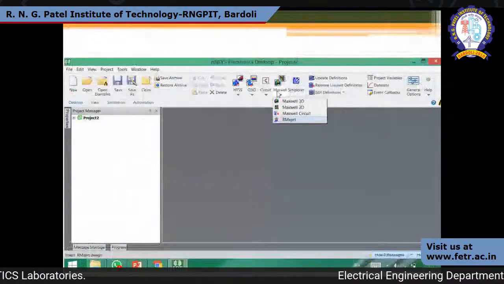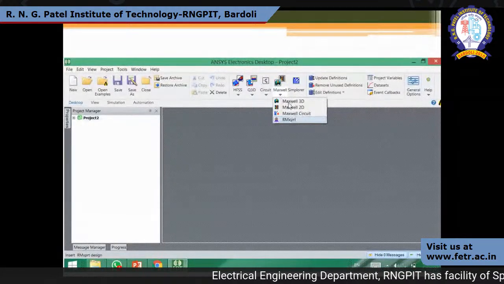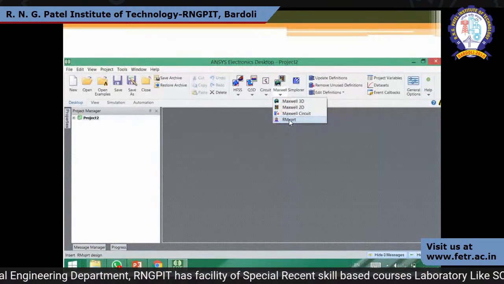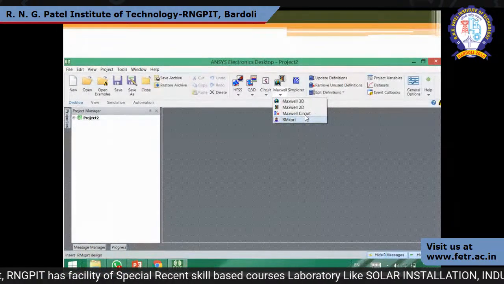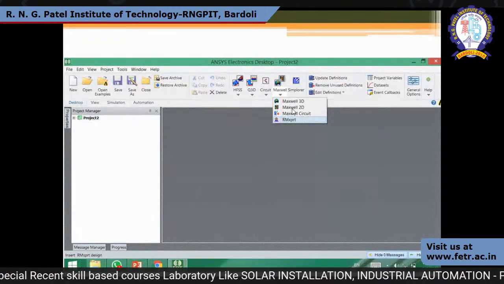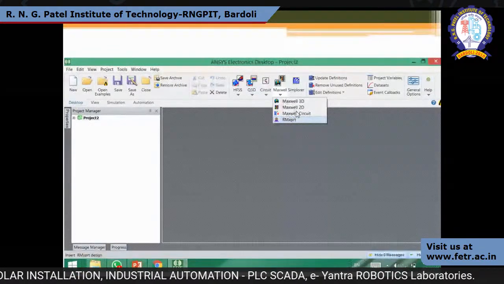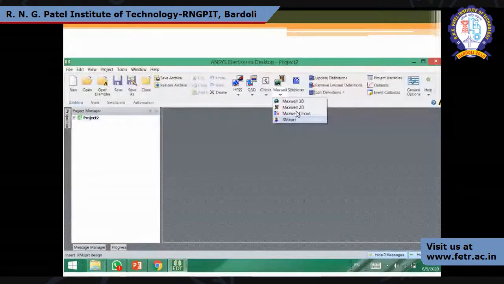Maxwell is providing us this much of tools. RM Expert, the prepared geometries are given here. Then Maxwell Circuit, some basic circuits are given for the excitation. Then the Maxwell 2D and 3D give us the platform where we can design the geometry as per our ideas.